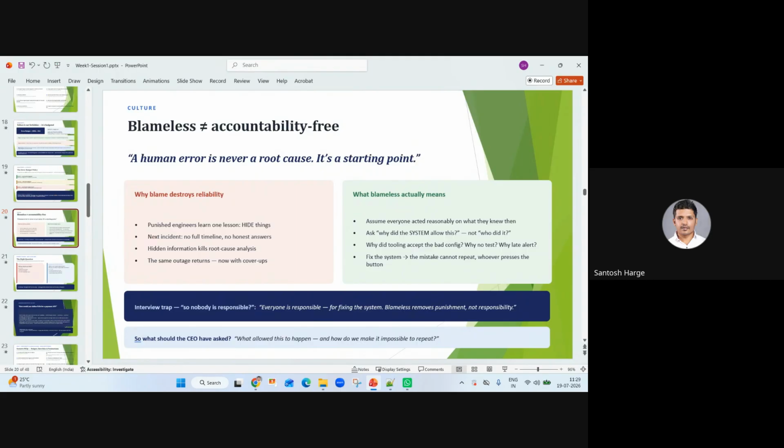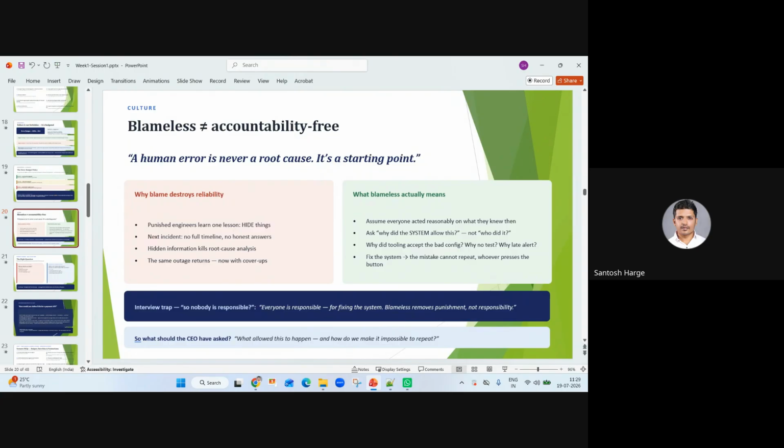So to conclude yesterday's issue that we discussed to start with, the CEO asked who did this, right? The correct question should have been the ones we discussed: what allowed this to happen, and what precautionary changes can we make in our system to avoid such issues in future? You got my point?